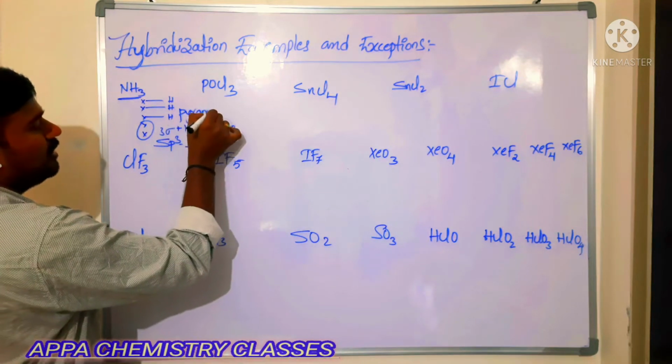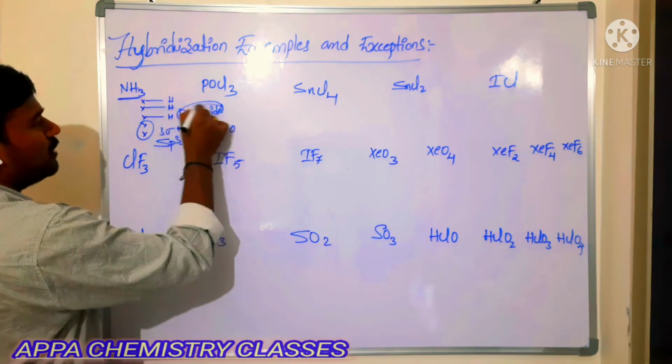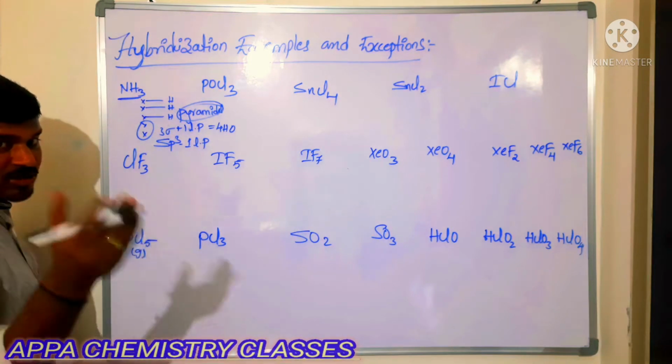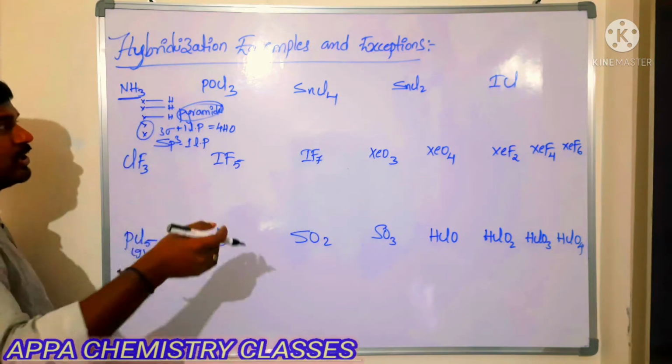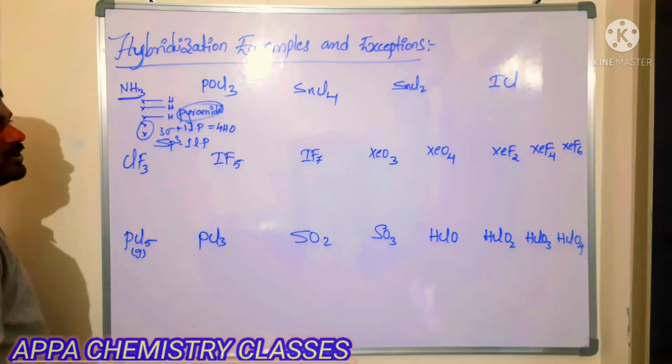Is that clear? If you are perfect with whatever was in the first part of hybridization, then you can easily understand all these examples.